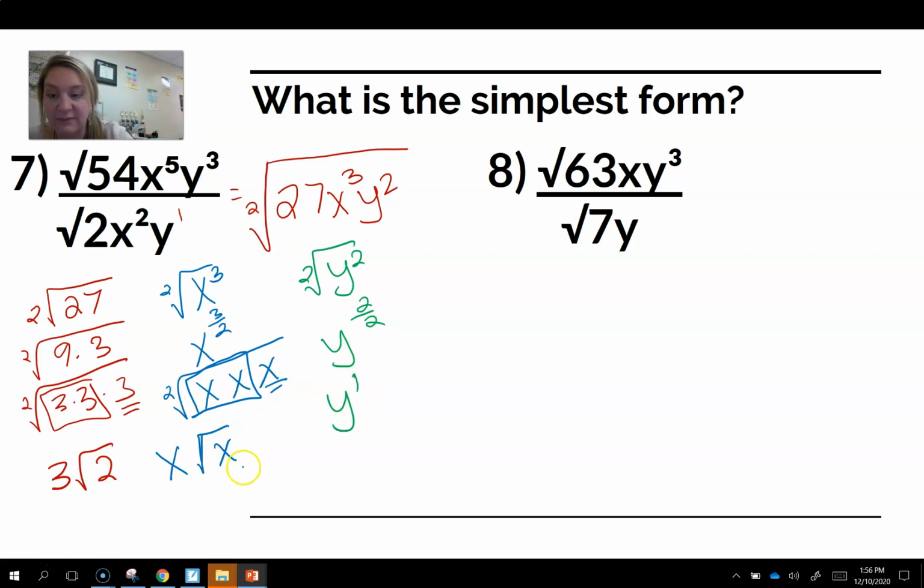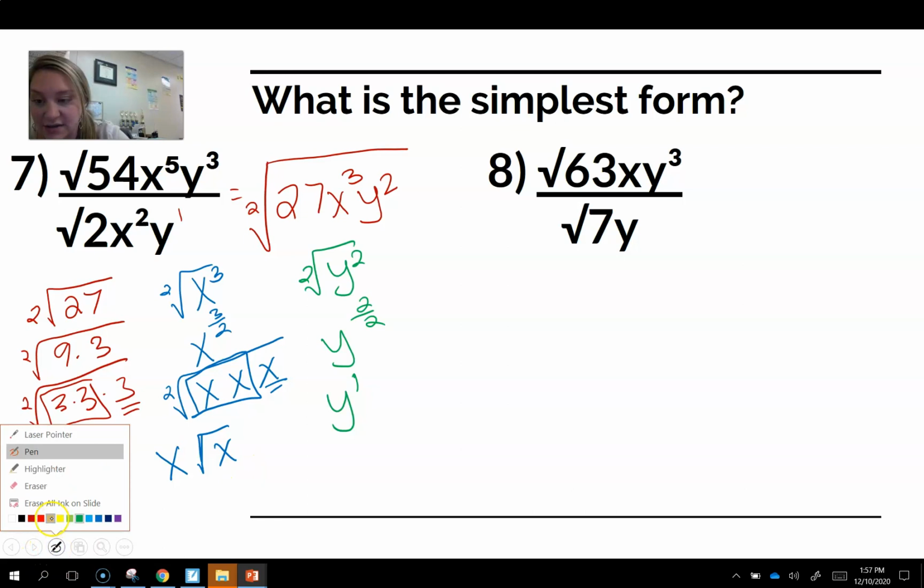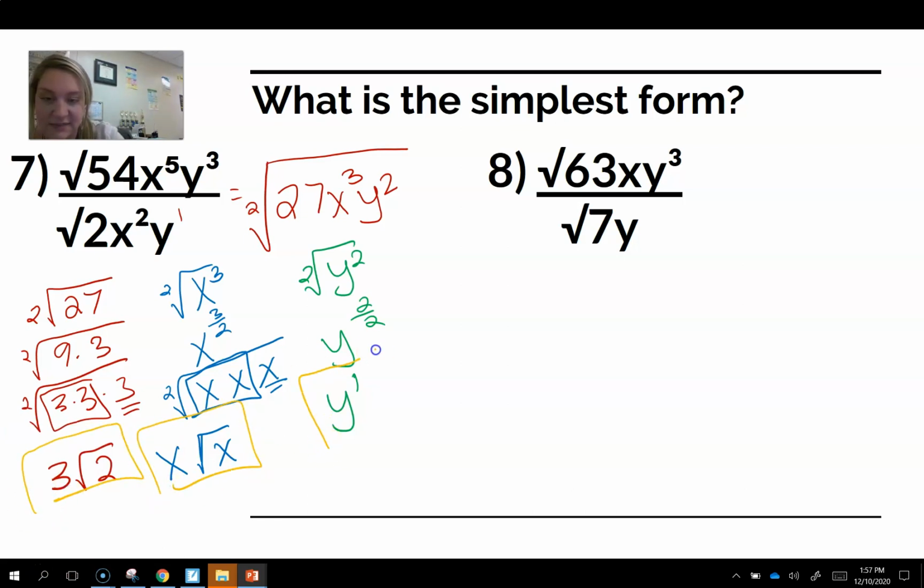So I have my 3 pieces, right? I have this piece, this piece, and this piece. We have to put my 3 pieces together, and we do that by putting my outside pieces together. So my 3 and my x get bunched together. Oh, and my y, that's not in a radical. And then what's under the radical gets pushed together. So our answer will be 3xy, and underneath my radical, I still have a 3x.